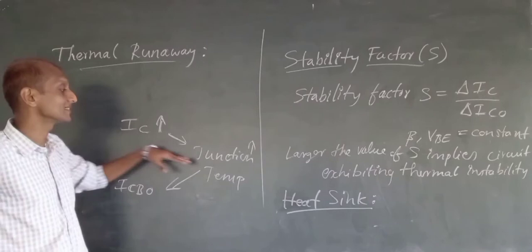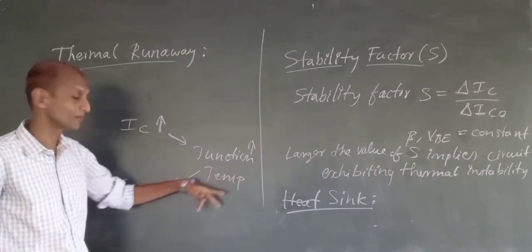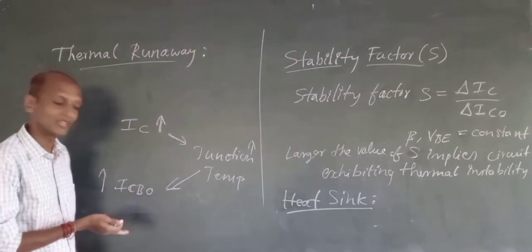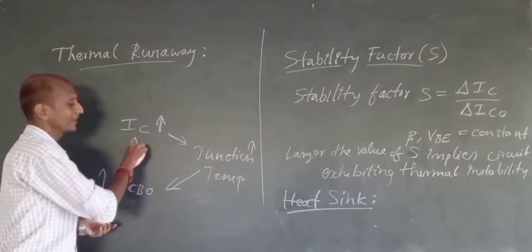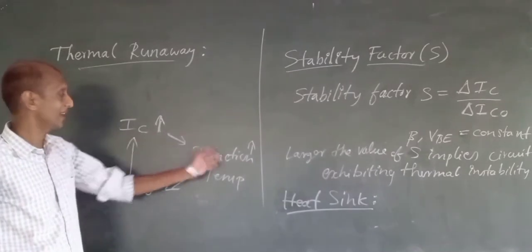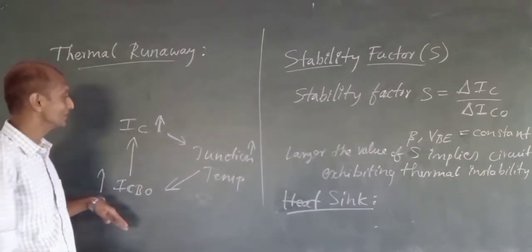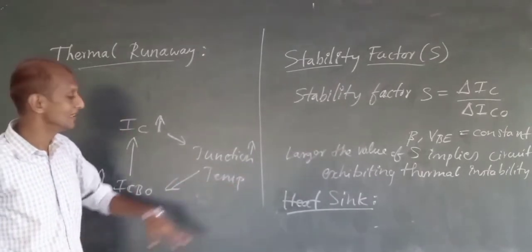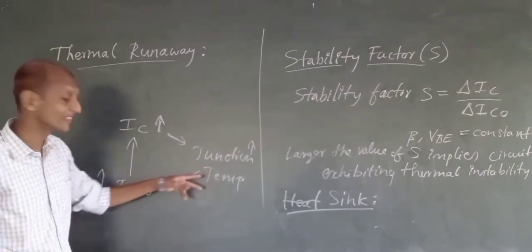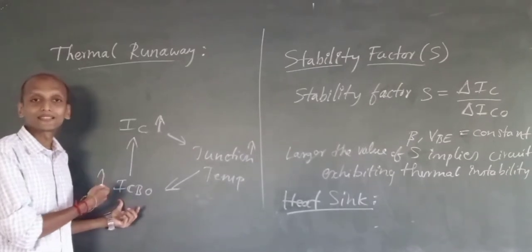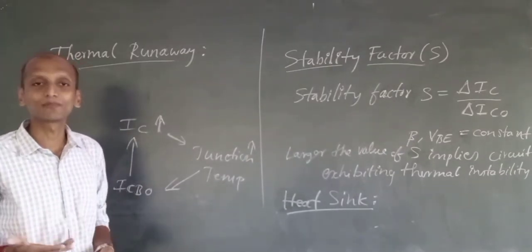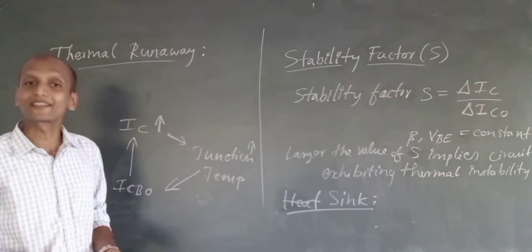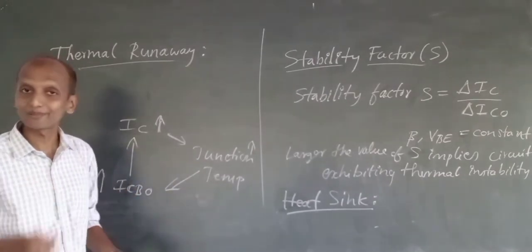So when IC increases, that will increase the junction temperature. Because of this junction temperature, we know that ICBO will increase. Because ICBO has increased, again IC will increase, because we know that IC depends on ICBO. We know that in semiconductors, as we increase the temperature, it gives out more and more charge carriers, and the current carrying capability will increase. More and more current will flow when we increase the temperature.